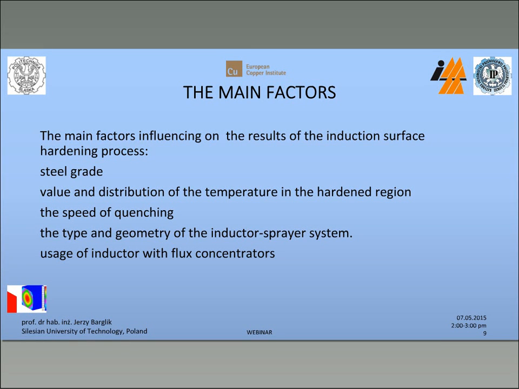If we try to group the main factors influencing the results of the induction surface hardening process, first is steel grade, with its carbon content, then the value and distribution of temperature, especially in the region to be hardened, the speed of quenching, and the geometry of the inductor-sprayer system, so the arrangement and usage of the inductor with flux concentrators.